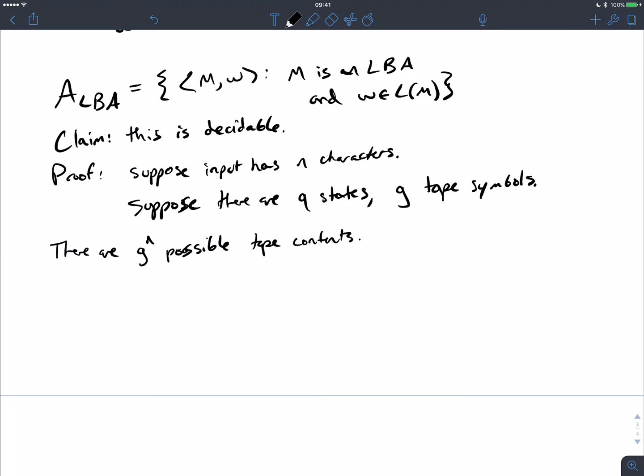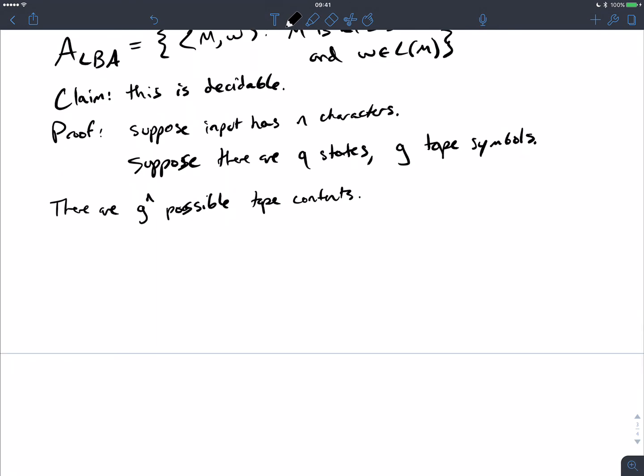For each one of those states, maybe I'm in a different tape head location than I was. How many tape head locations are there? N. Well, think about this for a second. If I look at G to the n times Q times n, that's the number of possible tape contents coupled together with all the possible states, coupled together with all the possible locations I could have been in.